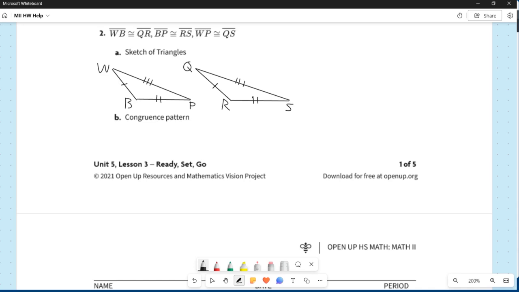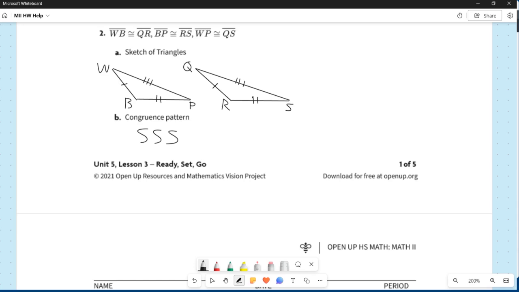Part B asks us to identify which congruence pattern this is. Notice that all we've done is talk about sides, and we haven't said anything about the angles. So this one is relatively straightforward because there's no A that we've even mentioned. The congruence pattern is going to be side, side, side, SSS.